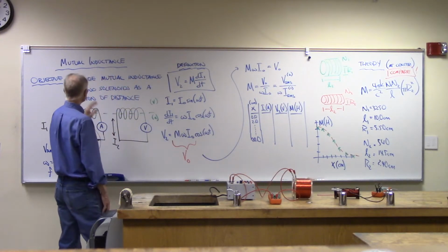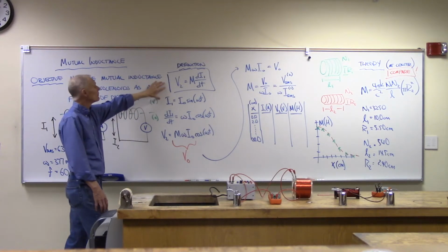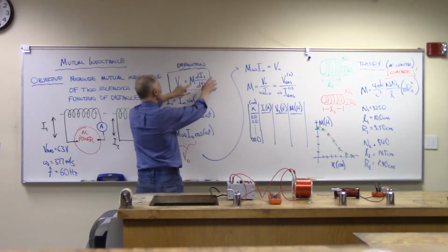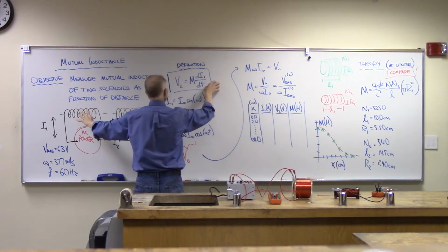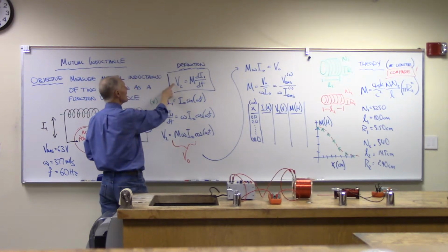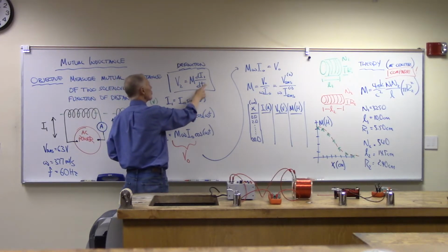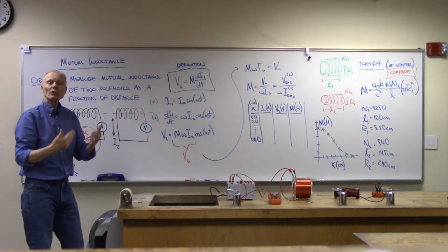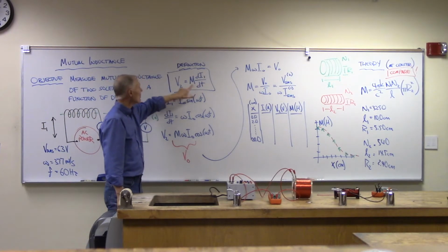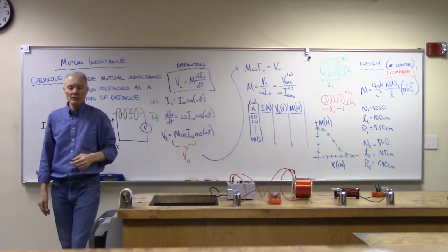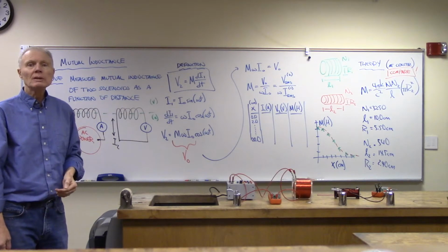So the definition of mutual inductance is based from this formula. It says that when we vary the current in the primary circuit here, a voltage gets set up in the second circuit. And that voltage is proportional to the rate at which the current is changing. So it's proportional to dI/dt, and there's going to be a proportionality constant, and the proportionality constant is what we call the mutual inductance.